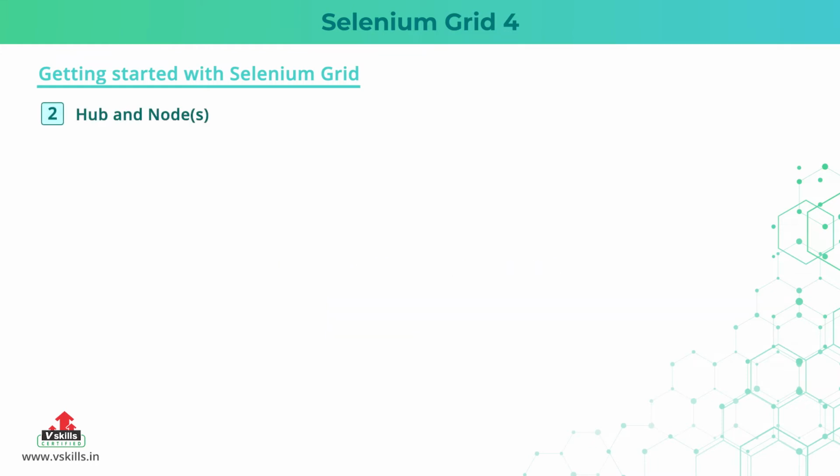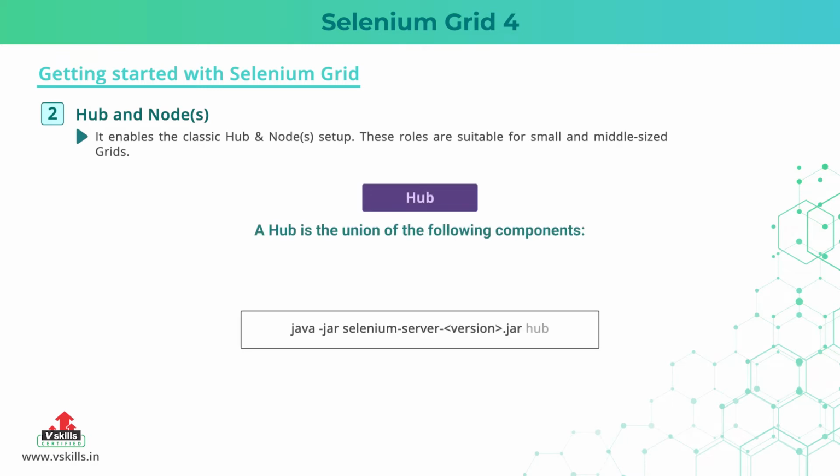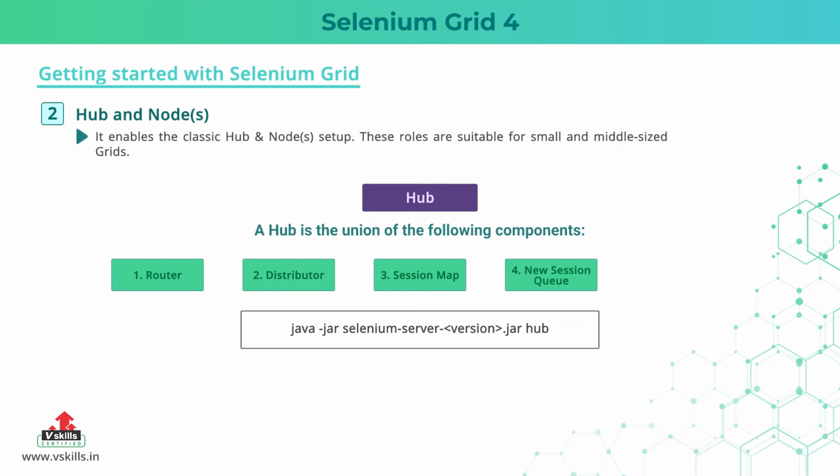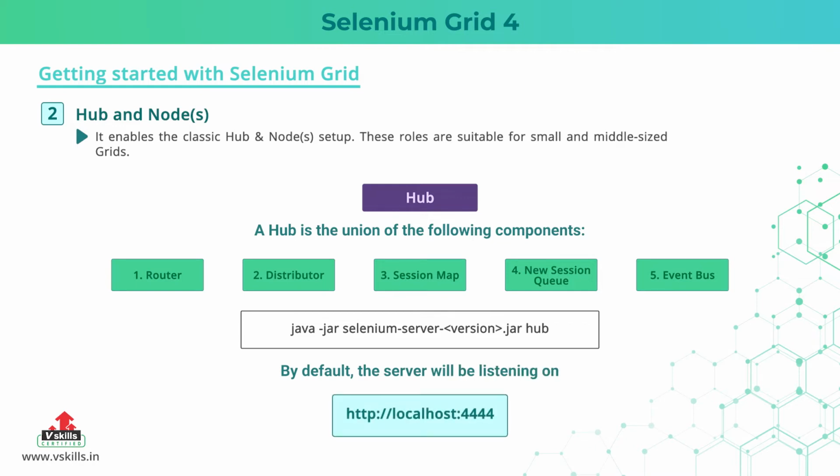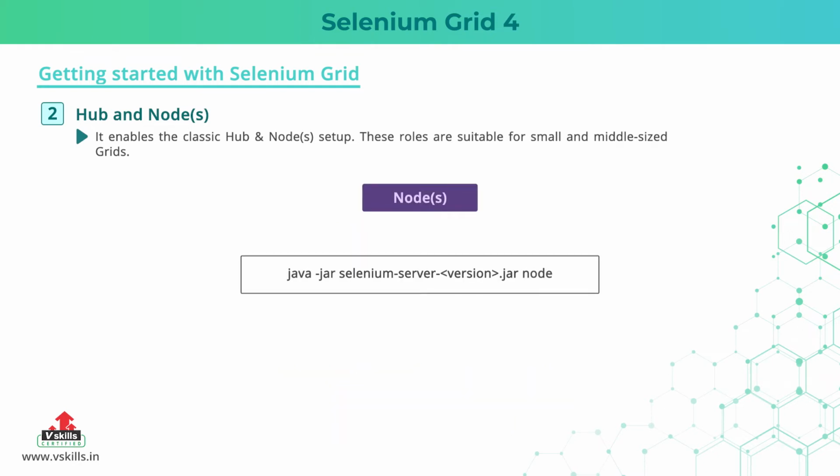2. Hub and Nodes. Hub and Nodes enables the classic hub and nodes setup. These roles are suitable for small and middle-sized grids. A hub is the union of the following components. 1. Router. 2. Distributor. 3. Session map. 4. New session queue. 5. Event bus. By default, the server will be listening on HTTP localhost 4444, and that's the URL you should point your remote WebDriver tests. One or more nodes can be started in the node setup, and the server will detect the available drivers that it can use from the system path.